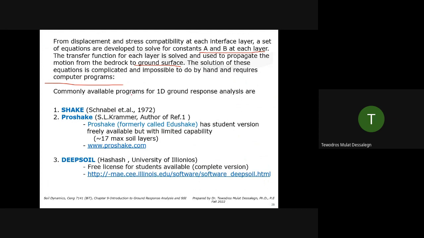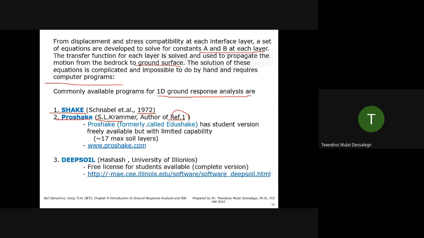Commonly available programs for 1D ground response analysis, you may have heard of SHAKE. It was initially developed in 1972. Then Kramer also, the author of reference 1, our reference book, developed something called ProShake.